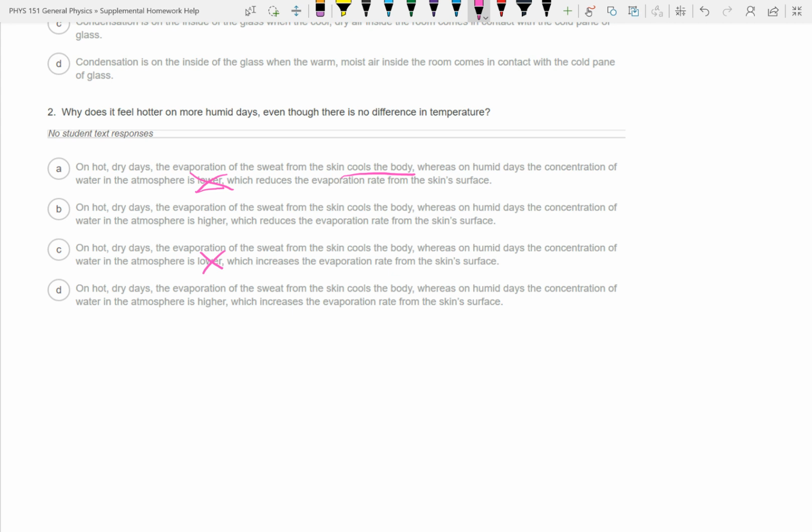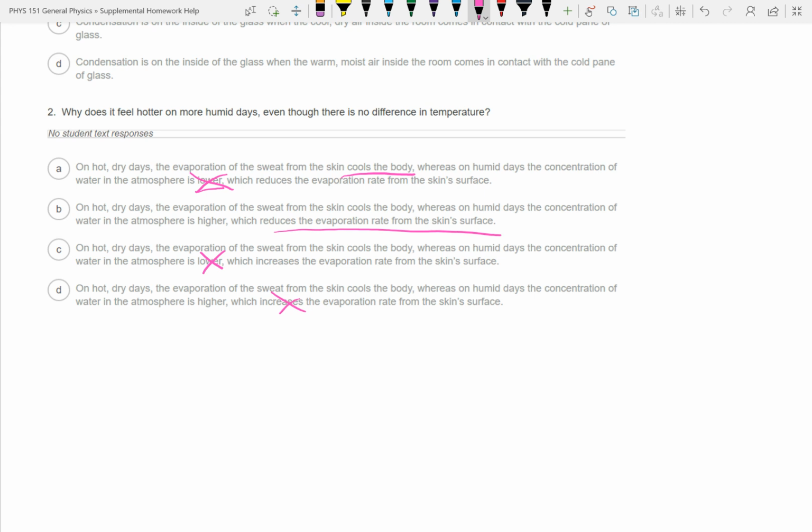On humid days, concentration of water in the atmosphere is higher, which reduces the rate of evaporation, is what this says, which increases the rate. The reason is the rate of condensation is going to be proportional to how much water is in the air. And so if you have more water in the air, you're going to have more condensation. Less water in the air, you have less condensation. And when it talks about the rate of evaporation, you're talking about the two together. You have evaporation and condensation.